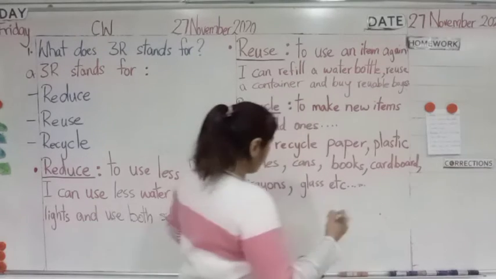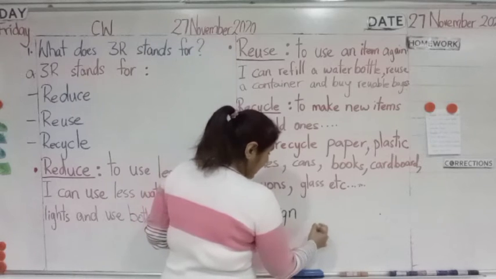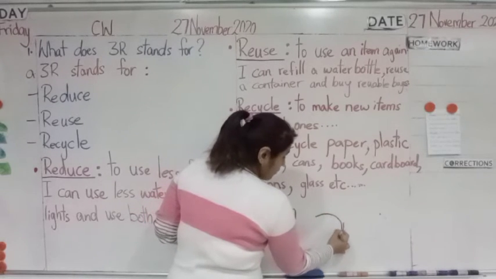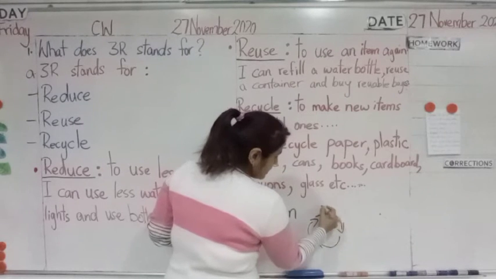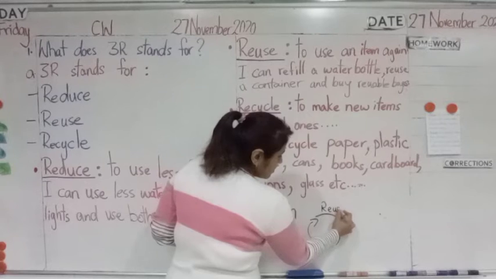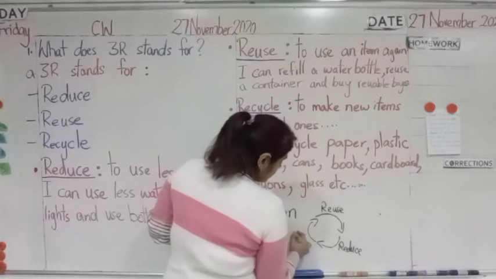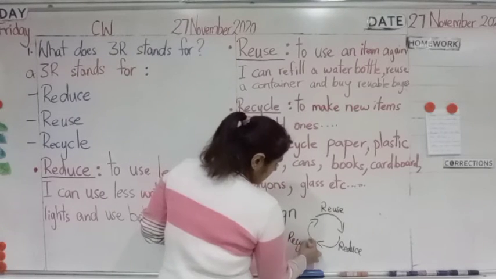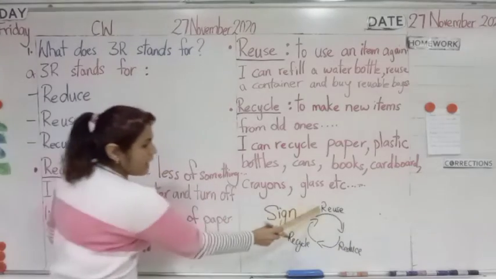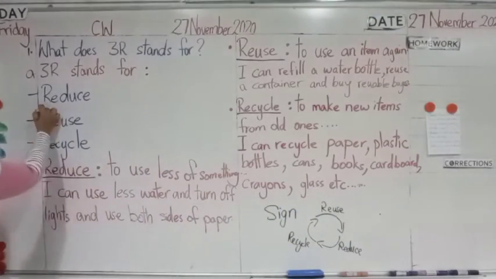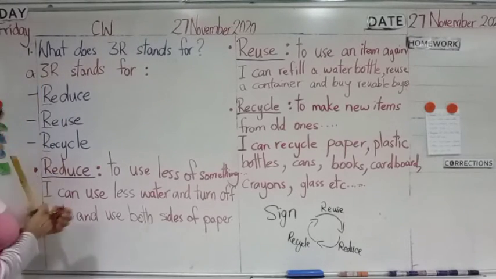The sign of recycling is three arrows going into a circle. This represents reuse, reduce, and recycle. That's why it is called the three R's. All these three items start with the letter R, so they are called three R's.